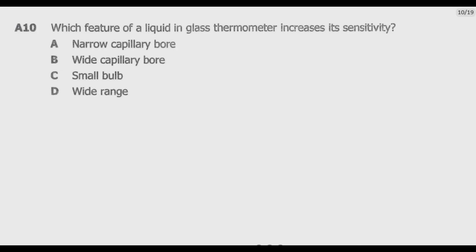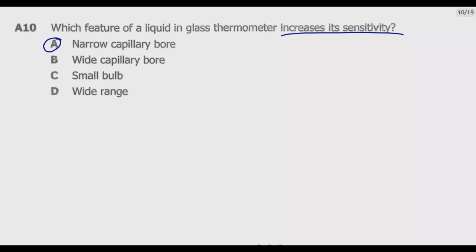Question A10. Which feature of a liquid in a glass thermometer increases its sensitivity? So we have A, narrow capillary bore, B, wide capillary bore, C, small bulb, D, wide range. Which one is the feature that we are looking for? The sensitivity of a liquid in a glass thermometer is increased by having a narrow capillary. So narrow capillary is the correct answer, which is A.